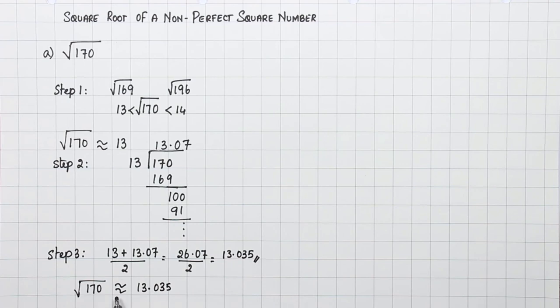So why do you call this an approximated value? Because if you just square this number, 13.035 squared, what you get here is actually 169.911, which is not exactly 170. So that is why we say it is an approximated value, but it is much closer to 170. Hope this is clear.